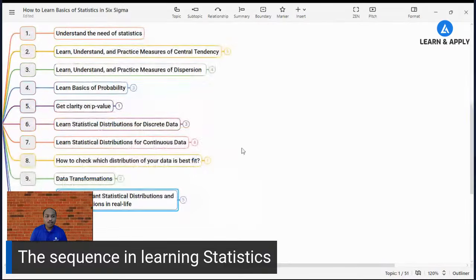Now, once you learn all this, if you follow this sequence of learning, it makes the understanding of statistics, the learning of the basics of statistics, more effective and practical. And if you follow this methodology and master these statistics, believe me, learning Six Sigma will be much easier for you.